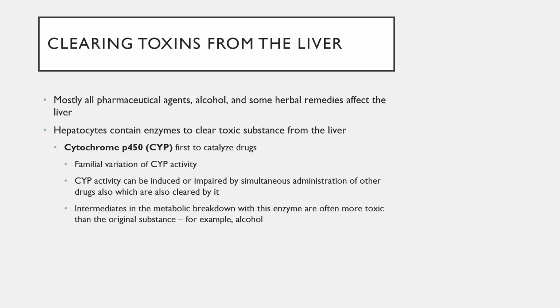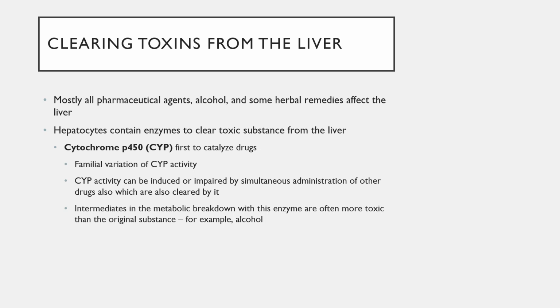Enter the biochemical celebrity, cytochrome P450, or CYP. If hepatocytes had a LinkedIn profile, CYP enzymes would be listed under skills: oxidation, drug metabolism, making toxic things slightly less terrifying. CYP enzymes catalyze drugs so they can eventually be excreted. But here's the twist that students often don't expect. Sometimes the metabolite is more toxic than the original compound. Classic example, alcohol turned into acetaldehyde. Acetaldehyde is basically ethanol's chaotic evil cousin.